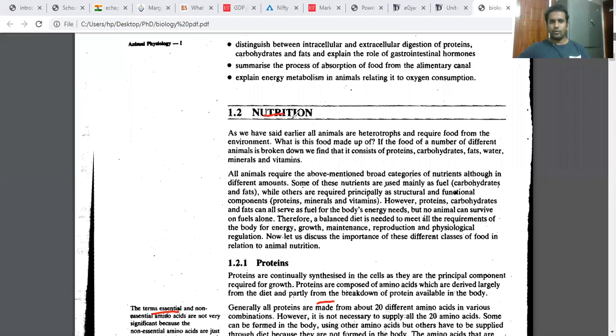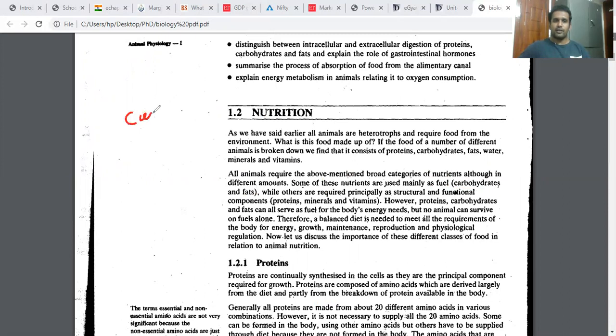So nutrition is what we are going to learn about today. All animals require the above mentioned broad categories of nutrition. What are they? Proteins, carbohydrates, fats, water, minerals, and vitamins. All organisms require these. Some of these nutrients are used mainly as fuel, meaning to provide energy, for example carbohydrates and fats. A very important point the author has made here.